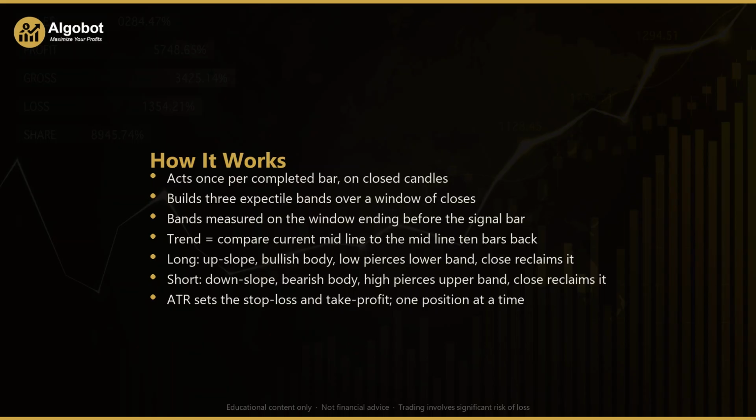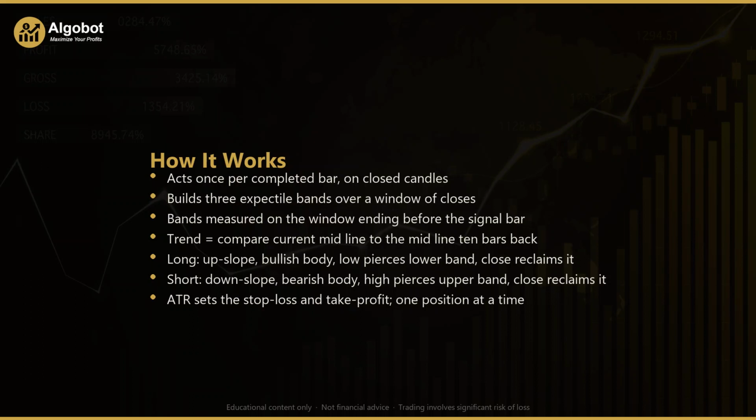The first job is to build the expectile envelope. The strategy takes a window of closing prices, by default 40 closes, ending on the bar just before the signal candle. Over that window, it computes three values: the lower expectile using the tau parameter, which defaults to 0.15, the upper expectile using 1 minus tau, and the midline at the 0.5 expectile, which is simply the window mean.